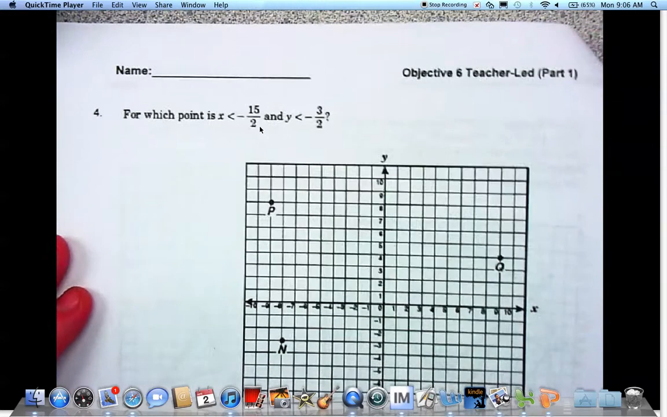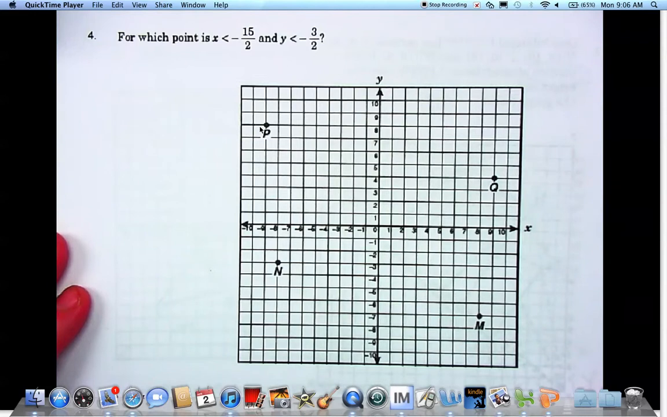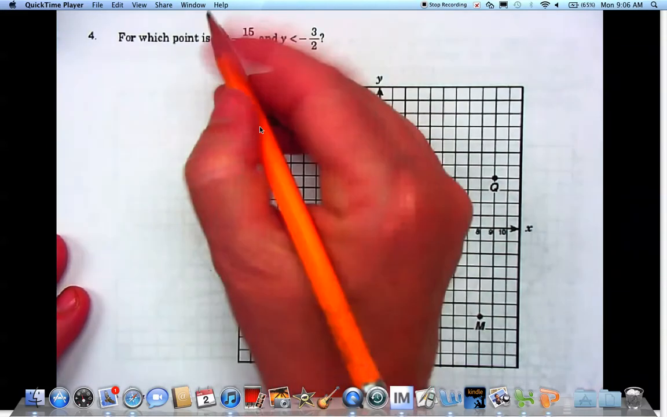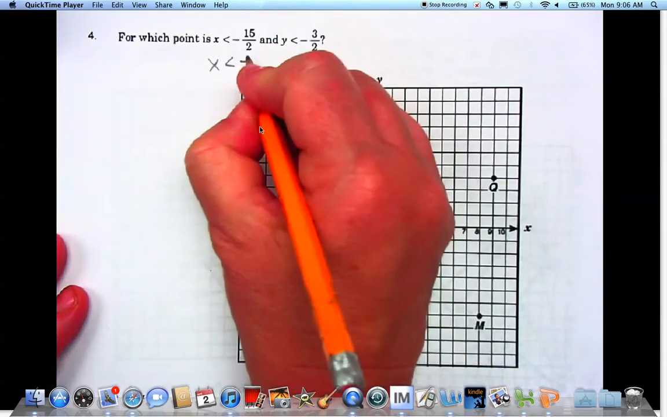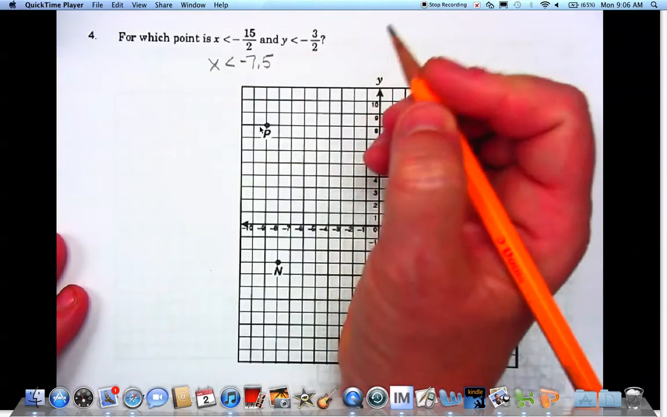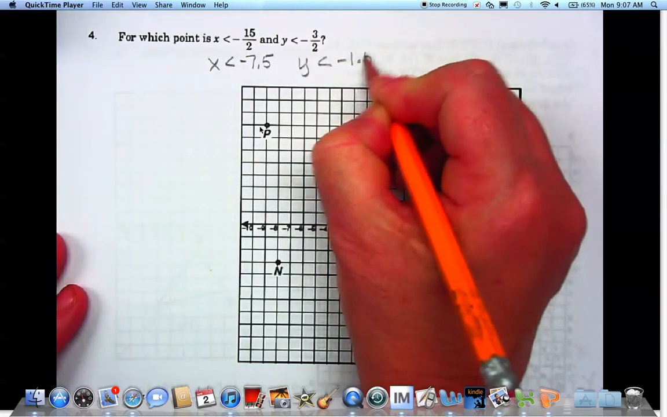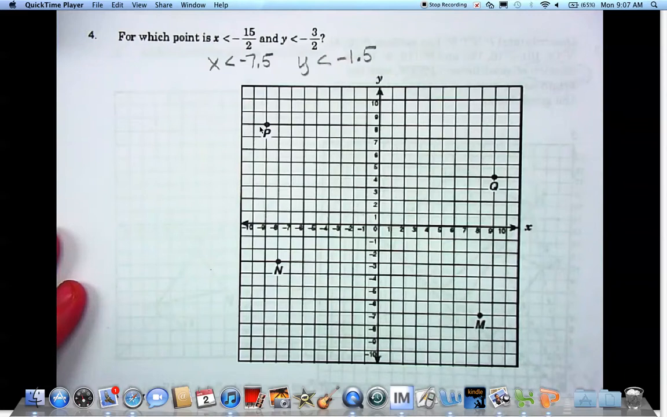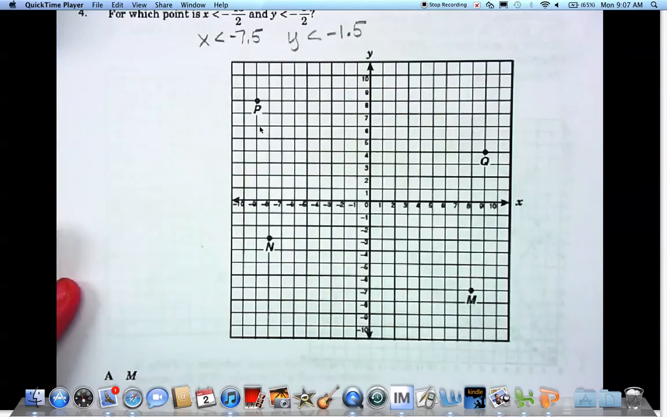Okay, for which point is x less than negative 15 halves and y less than negative 3 halves? Any ideas? I say we make those real numbers. So what is negative 15 halves? Negative 7.5. Yeah. Okay, and y is less than negative 1.5. So we're looking for a point that has the coordinate x less than negative 7.5. You can shade, or you can just compare coordinates.